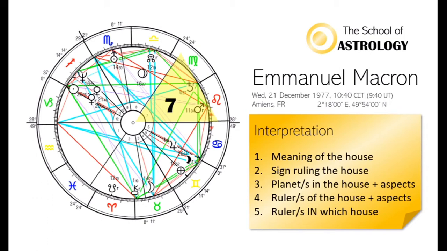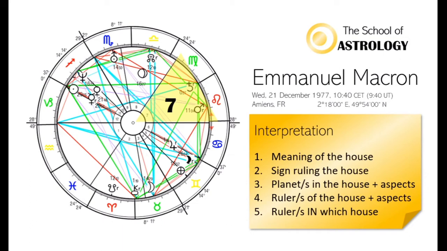So now here we see the chart of Emmanuel Macron, the French president. We recommend a 5-step process to make sure we don't miss anything. The sequence doesn't matter too much though. So here we go. First we check the 7th house for relationship and marriage. So the meaning of the house is relationship and marriage.